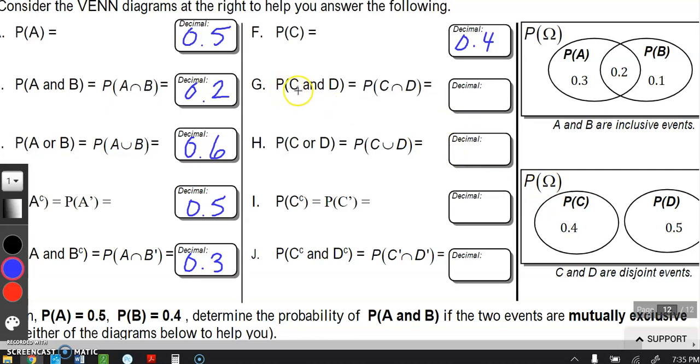So let's do this one. Probability of C and D, which is 0.9, but it wants the intersection. It wants C and D to happen together. Well, C and D can't happen together. That's like flipping a coin and rolling a die. So that means that the decimal for that one is actually going to be 0. Can't happen. But if you're talking about C or D, then you're going to add those two together. 0.4 plus 0.5 is 0.9.